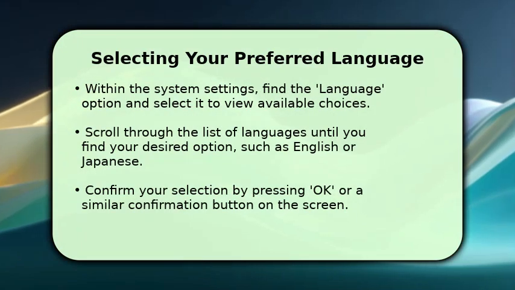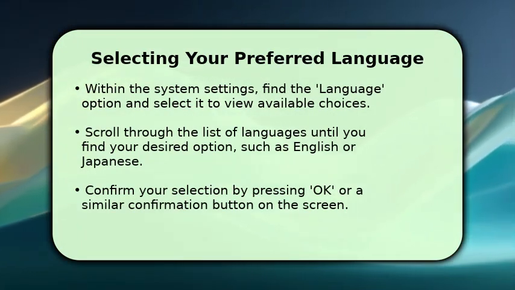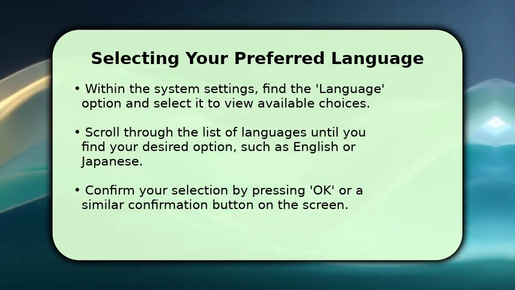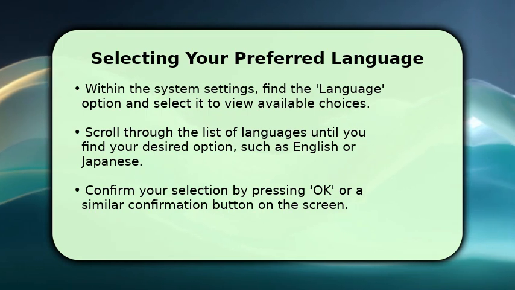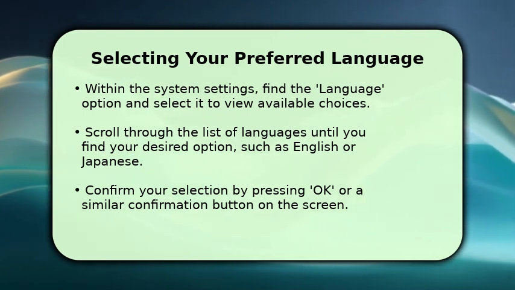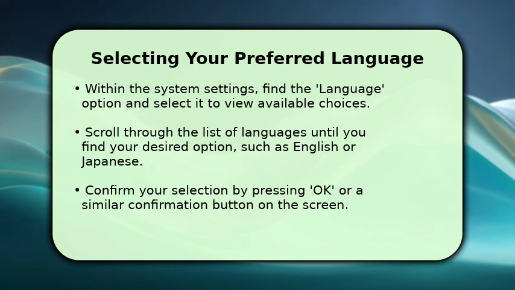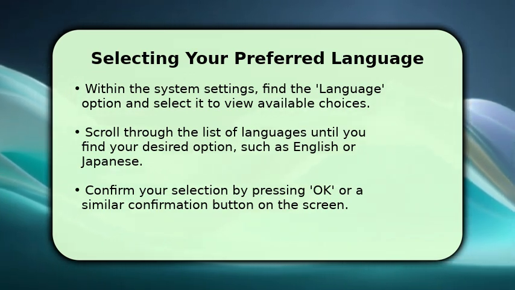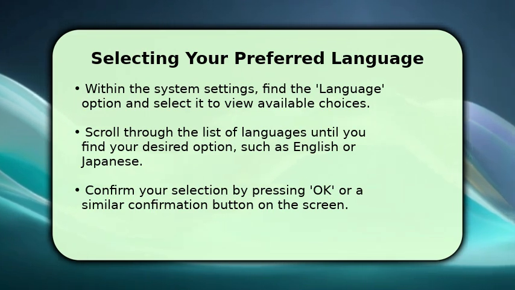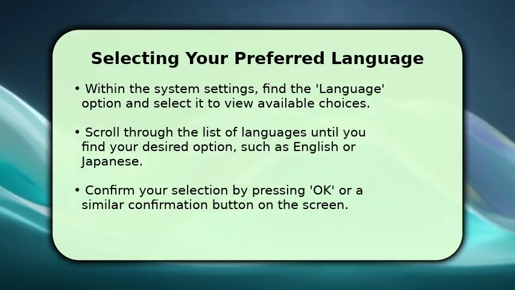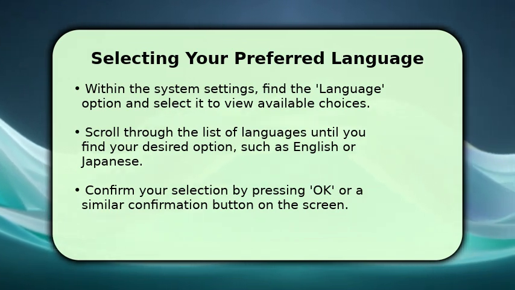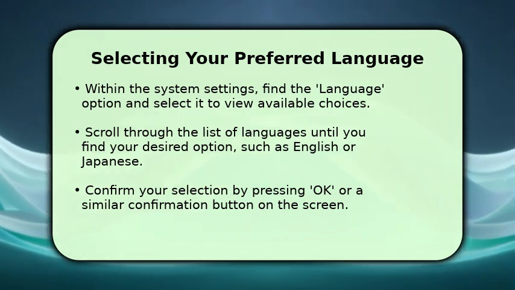Now that you are in the system settings, locate the language option. Selecting this will display a list of all available languages for your Honda Fit Shuttle's infotainment system. Carefully scroll through the options until you find the language you wish to use, for example, English, Japanese, or French. Once you have made your choice, confirm it by pressing OK or the equivalent confirmation button on the screen. The system should then update immediately.